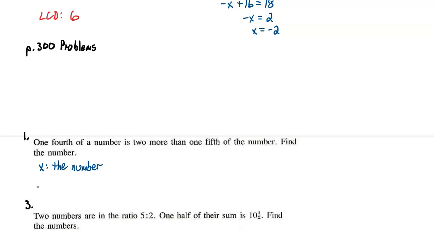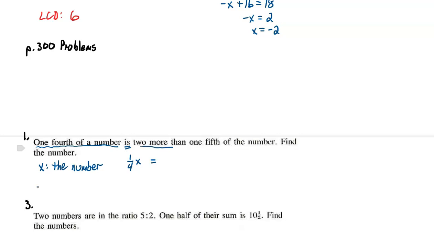By choosing the letter x to represent the number, then when we read the sentence, every time we come across the words the number, we can put the letter x for that. So let's read the problem again and translate it into symbols. 1/4 of a number can be written as 1/4 x. Now the word is, that's an equals.